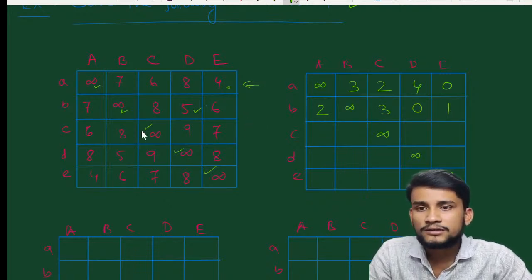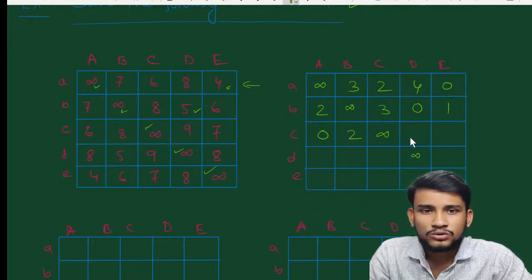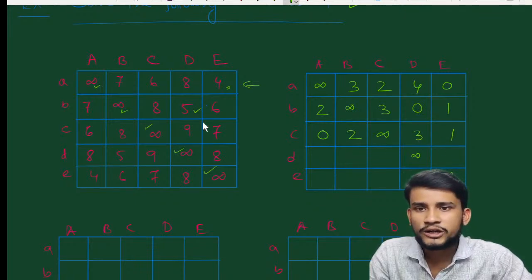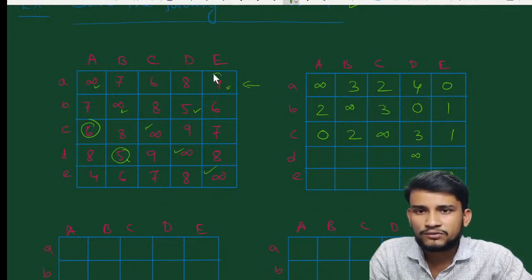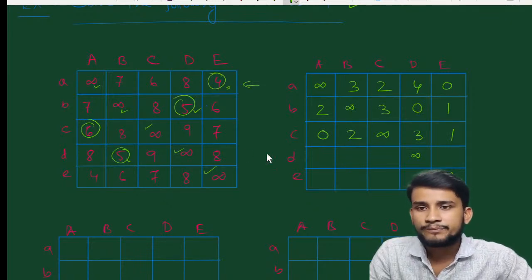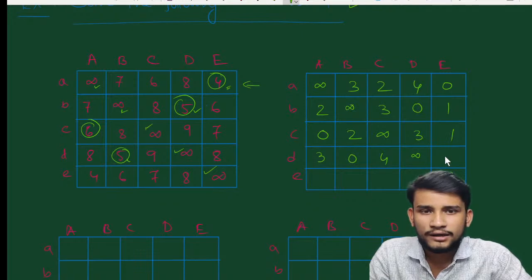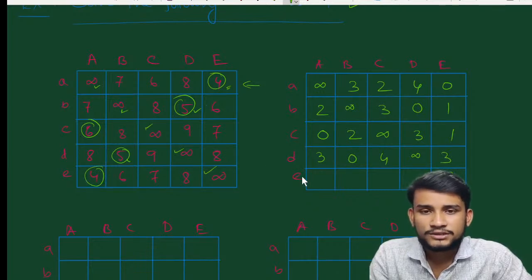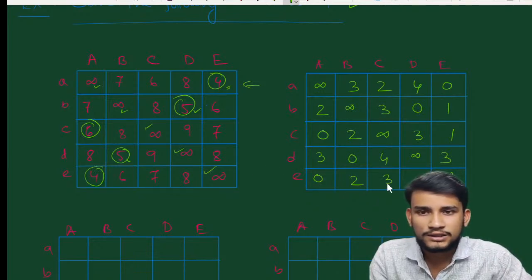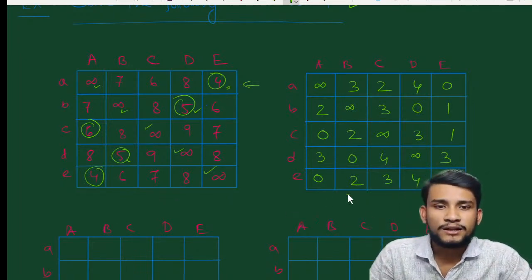Then in the third row, 6 is the minimum element, so this is 0, 2, 3, and 1. In the fourth row, 5 is the minimum element, so we subtract 5 from each element, giving 3, 0, 4, and 3. In the fifth row, 4 is the minimum element, so this is 0, 2, 3, 4. So this is table 1.